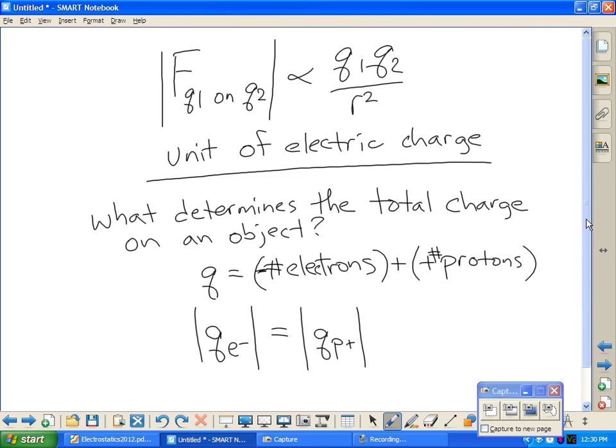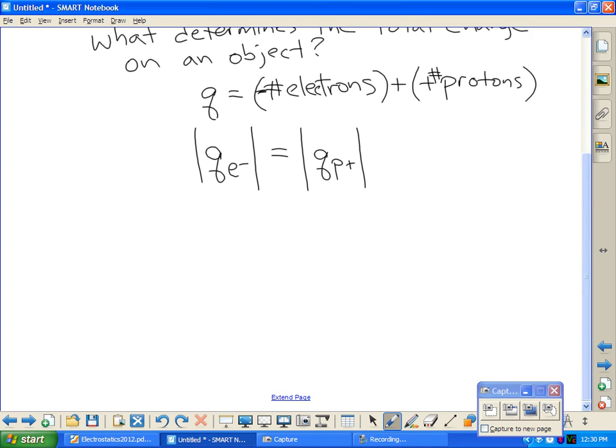It would be nice if we could count the extra electrons or the missing electrons and use that as a unit of charge. Let's see.